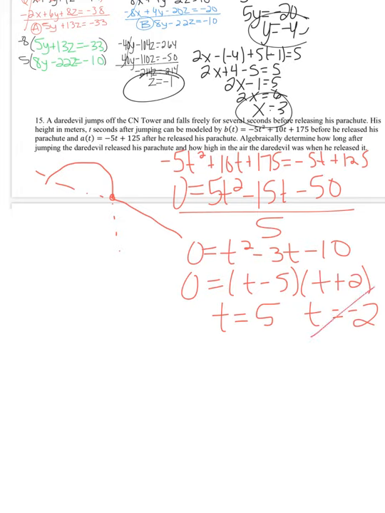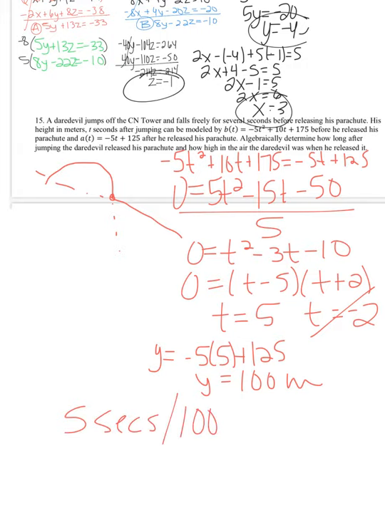We don't talk about negative time though. We don't care what happened before he jumped. So he jumps and it takes 5 seconds before he releases the parachute. So that's the first part. The second part, how high in the air, that's the y value. So I would do y is equal to -5t plus 125. That gives me that the y value is 100. We're talking about meters. So he's 100 meters in the air. So he's 5 seconds and 100 meters in the air.